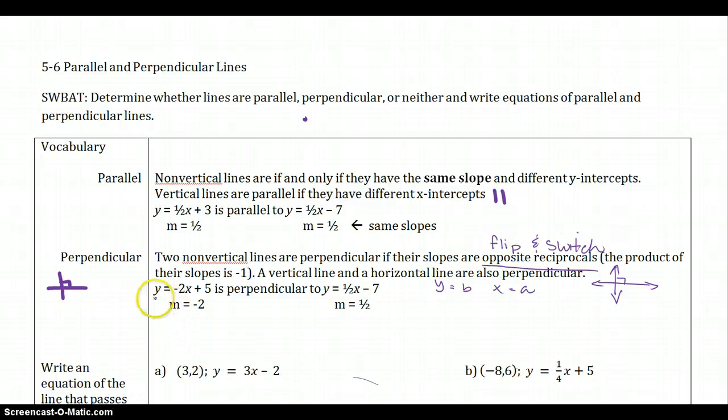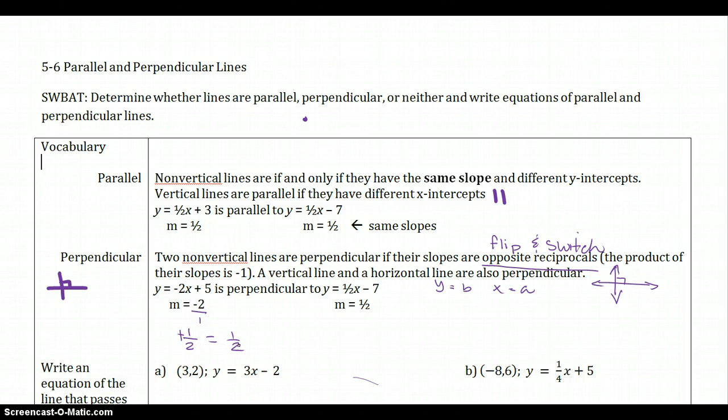Let's look at an example. This is y equals -2x plus 5. This slope is -2. The slope of this line is 1/2. Well, what happens if we flip this and switch it? Let's put it over 1. The reciprocal would be 1/2. It would be negative, but you have to switch the sign also. So it'd be positive 1/2.